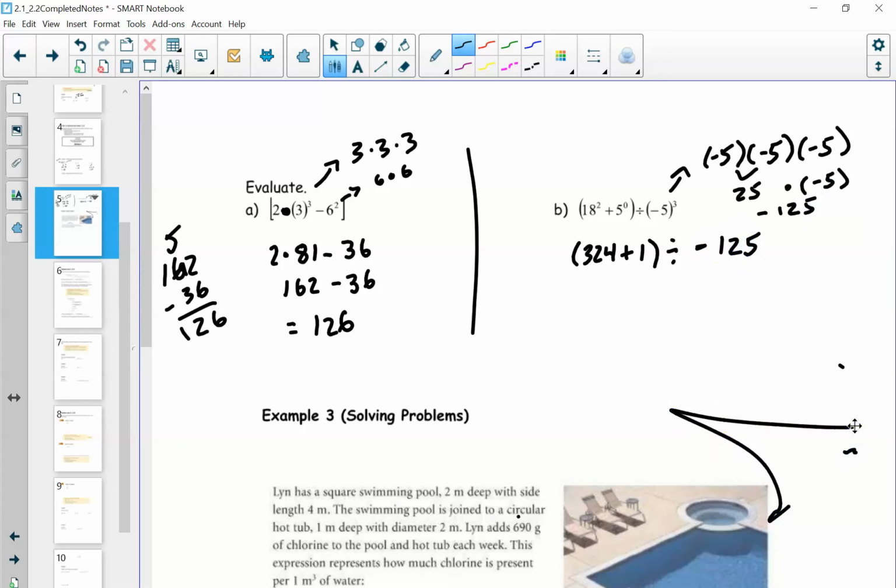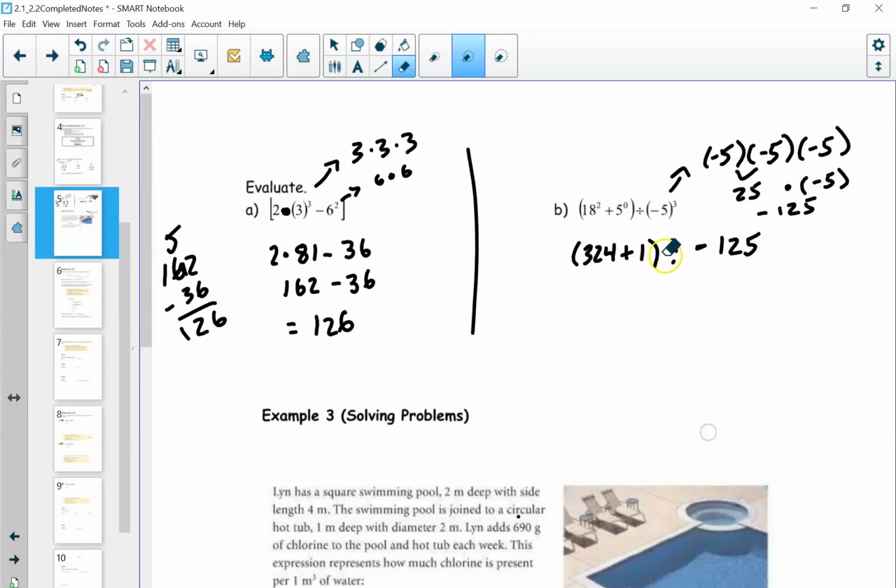Still got to keep going. Now we've still got brackets and then division to do. And we've actually got divide by a negative number. If it makes it easier for you to reconcile these two signs together, you could always just put that in brackets to make it a little easier. All right, so let's do what's inside the brackets first. 324 plus 1, that's pretty easy. That's 325.